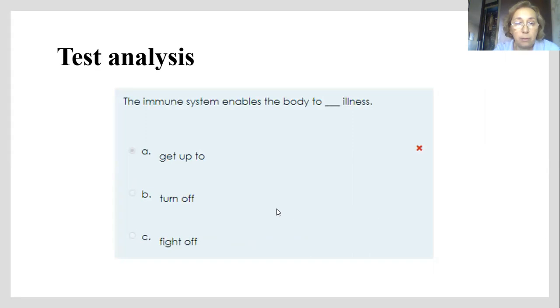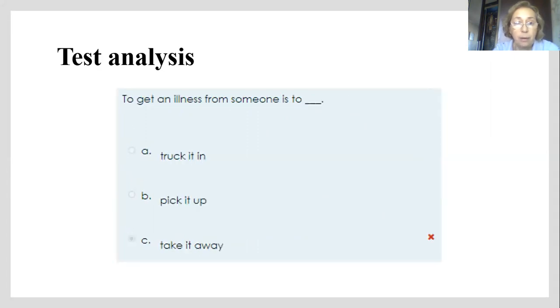Well, then this is also about the meaning of phrasal verbs. The immune system enables the body to what illness? Fight off illness. Yes. So that is why I was surprised to see get up to illness. It's wrong, of course. Then also the phrasal verb to get an illness from someone is to pick it up, as we have already discussed.